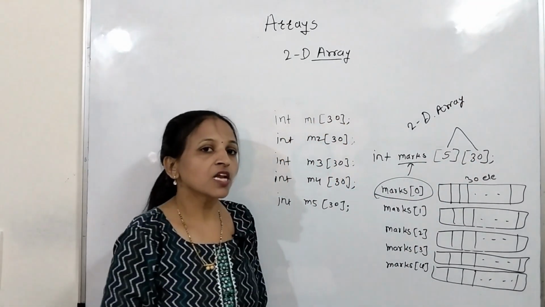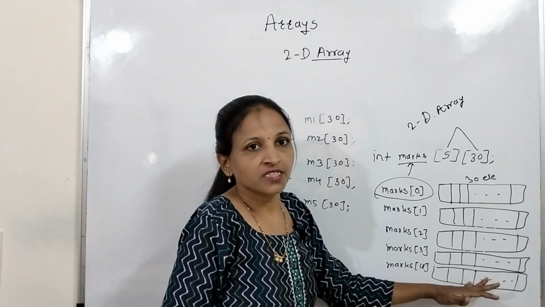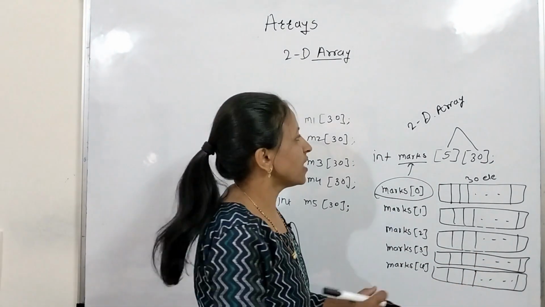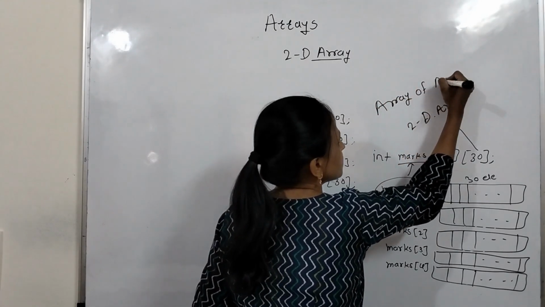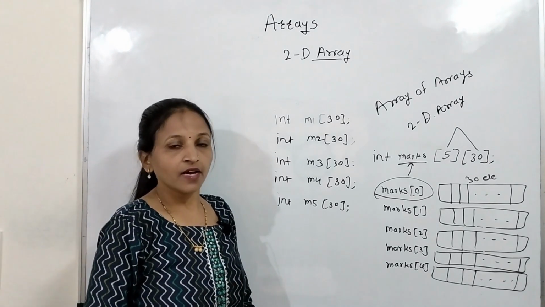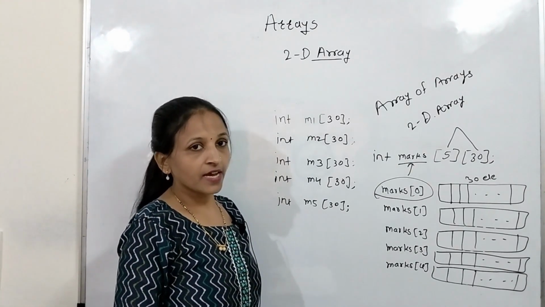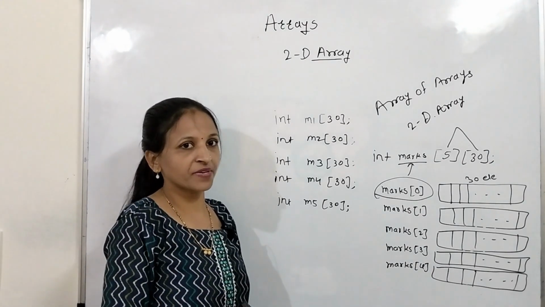Now a two-dimensional array is an array of arrays. In this way, a two-dimensional array is nothing but an array of arrays. This is the concept. Now here I am going to discuss the syntax to declare an array and the internal memory representation of a two-dimensional array, everything.